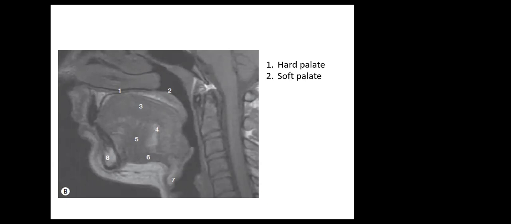Number 3: intrinsic muscles of the tongue. Number 4: lingual septum. Number 5: genioglossus muscle.